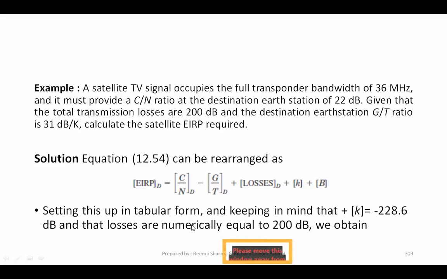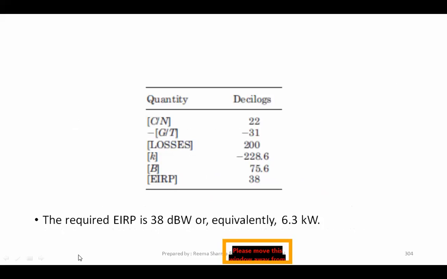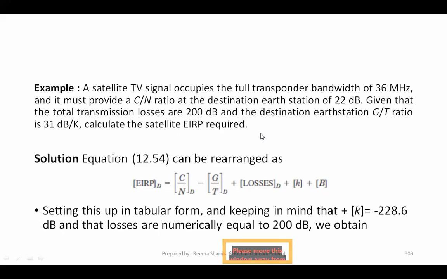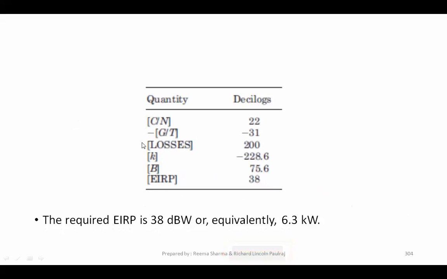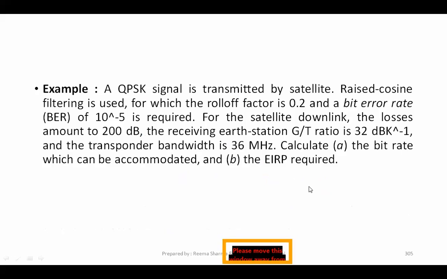We know that our K is 228.6, and the losses totally I can give as 200. Again, we use the tabulation method here. We use C by N, and G by T is also given, which is about 31. Then the total losses. In these losses, it might be your atmospheric loss, it can be your polarization loss, and many other such things. And this dB we can even convert using that 10 raised to formula.